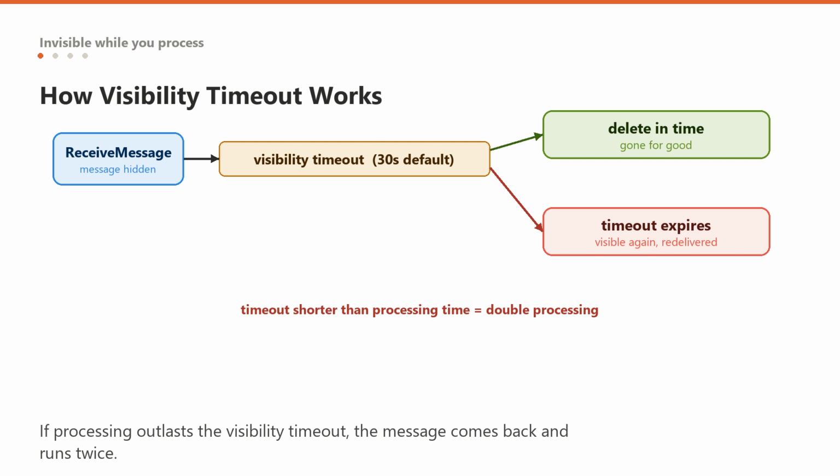If you finish and call delete before the timeout expires, the message is gone for good. But if your worker is too slow, or crashes, the timeout expires, the message becomes visible again, and another consumer picks it up. Here's the classic trap. If your visibility timeout is shorter than your processing time, SQS will redeliver the message while you're still working on it, and you'll process it twice. Set the timeout longer than your worst-case processing time, or extend it while you work.